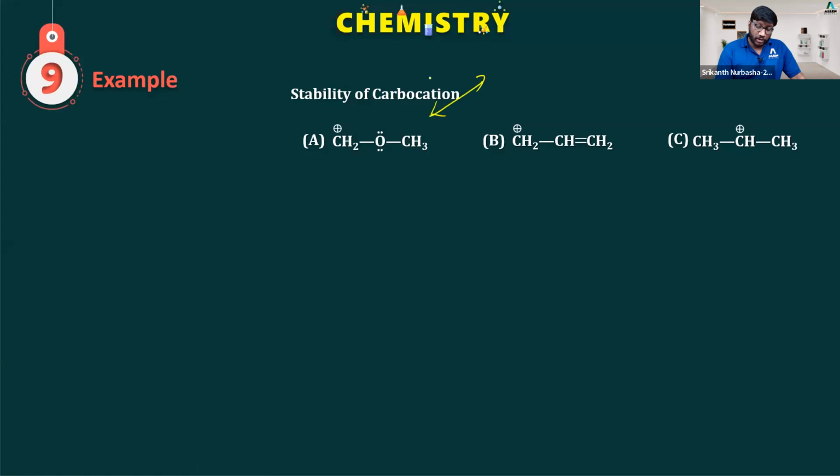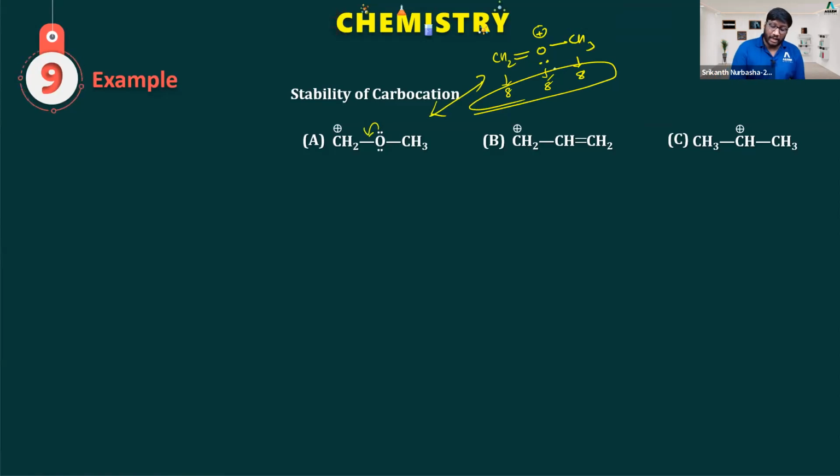So whenever you try to draw the resonating structure, lone pair of electrons on oxygen comes into play. We have CH2 double bond oxygen with one lone pair and a positive charge on oxygen, and CH3 is there. It is like back bonding also, because oxygen is giving its lone pair to form a double bond with the carbon. So around oxygen you have 8 electrons, around this carbon you have 8 electrons, around this carbon also you have 8 electrons. So complete octet is present in all the atoms. So it will be having more stability.